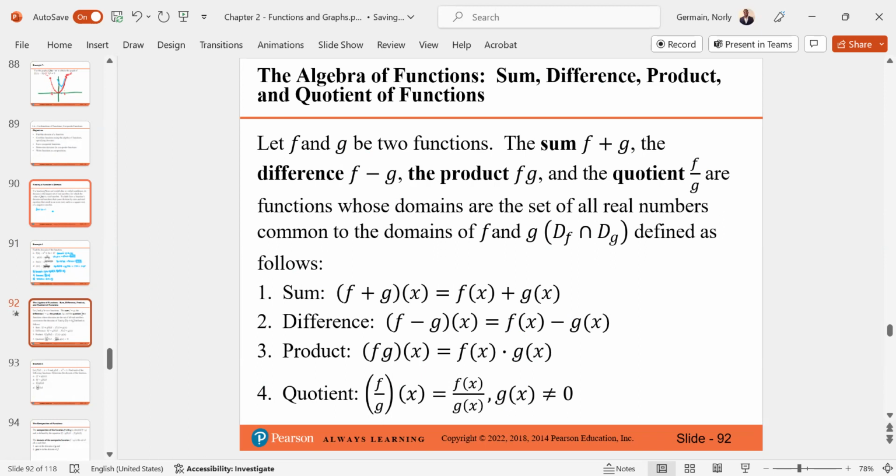All right, so we define the sum f plus g of x as f of x plus g of x. Right, you just need to add or subtract those functions any time you want. Okay, so follow these instructions and you can add, divide, or subtract any types of functions you have. That's extremely important. Okay, that's extremely important.